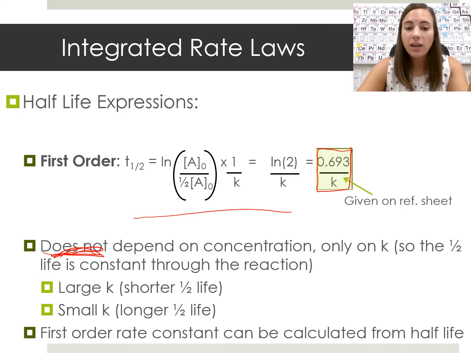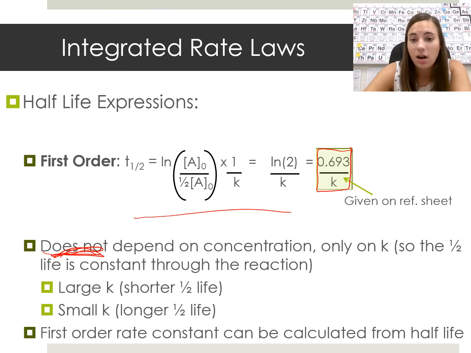So the larger the rate constant, the shorter the half-life. The smaller the rate constant, the longer the half-life. And that makes sense. The other thing is because it doesn't depend on concentration, if we know the half-life, we can calculate the rate constant of a reaction. But this only works for first order, that we can use the half-life to calculate the rate constant.